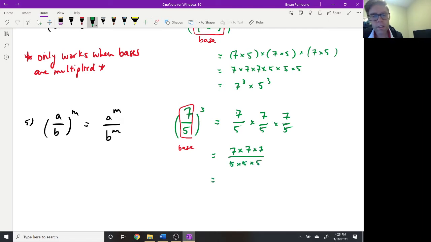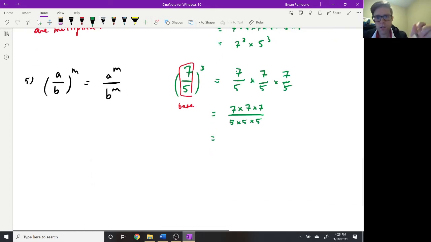Now, we haven't specifically talked about fractions yet, but I'm hoping that some of these operations are familiar to you at least. So multiplying these fractions together, we get 7 times 7 times 7 in the numerator, so that's 3 copies of 7 in the numerator. We get 3 copies of 5 in the denominator, and there's our distribution property via example.